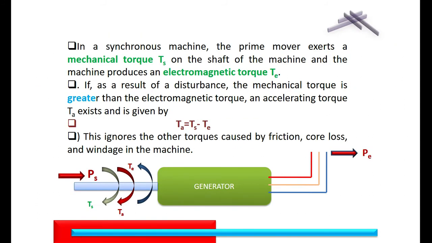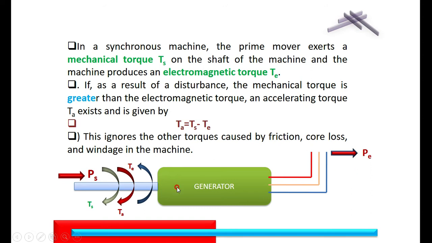That is shown in this block diagram. Here I am representing the generator. There is an input in terms of power, PS, the shaft power input to the generator, whereas P is the electrical power output.